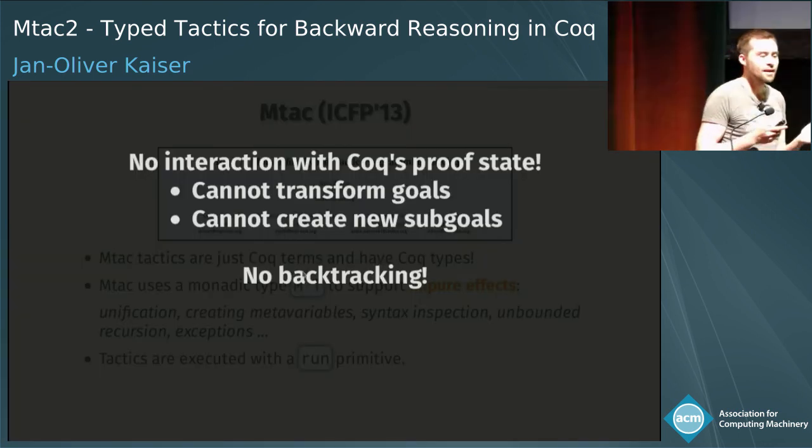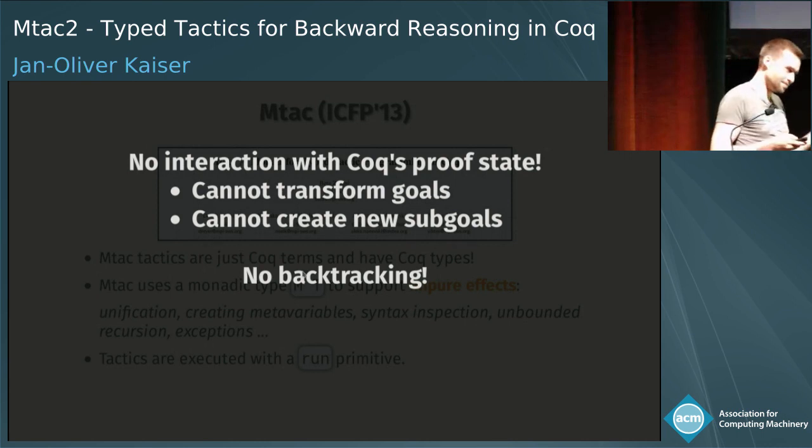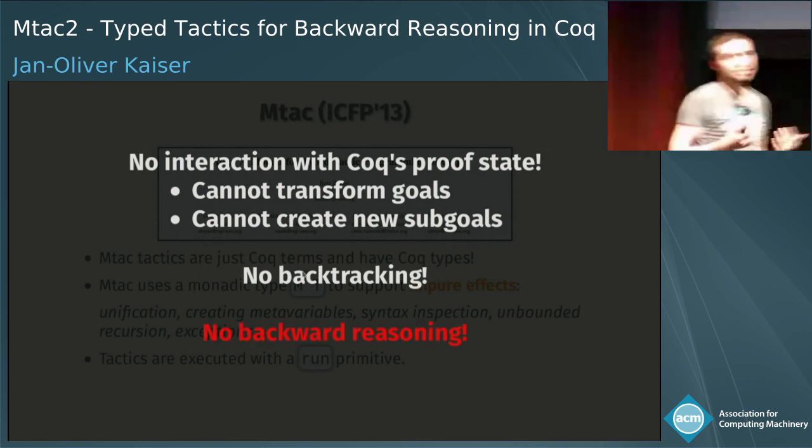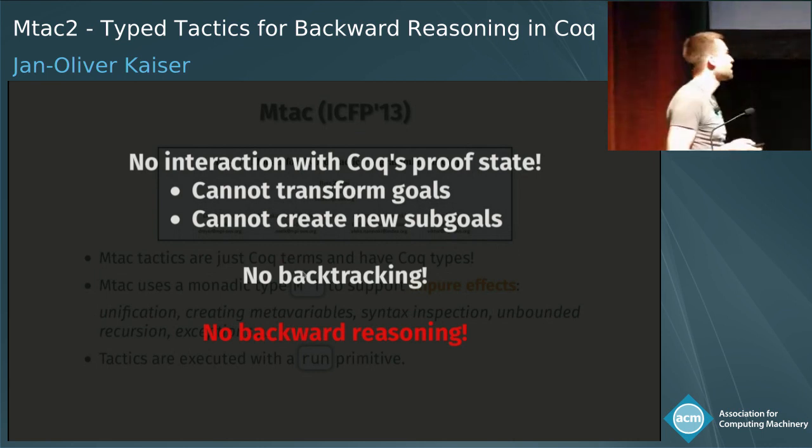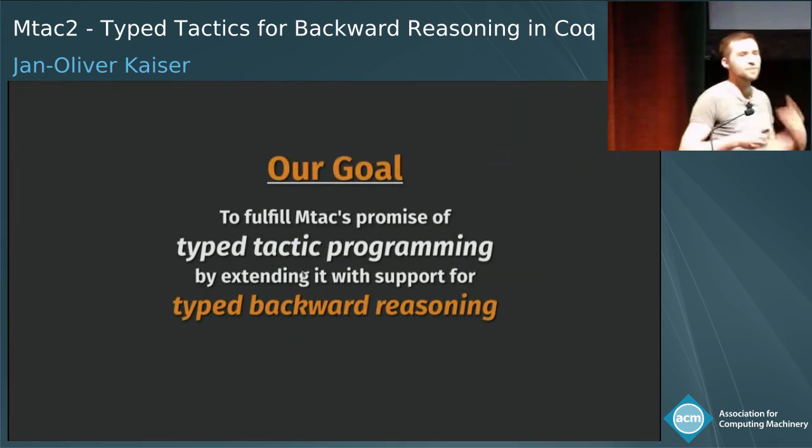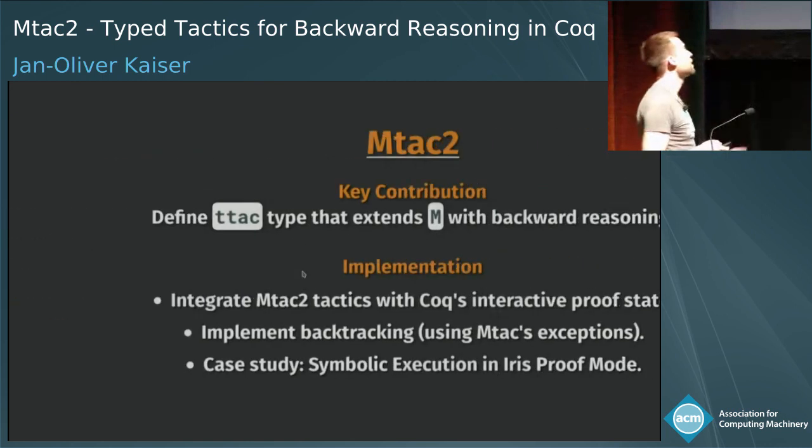The issue, however, is that Mtac had no interaction with Coq's proof state. So it couldn't spawn new subgoals, couldn't transform goals, and it also didn't have proper backtracking. These two things taken together mean that we couldn't have written a tactic such as WP pure using Mtac. And that's exactly what we set out to fix. We want to fulfill Mtac's original promise of typed tactics in Coq by extending it with support for typed backward reasoning. And this is exactly what we did in Mtac2.